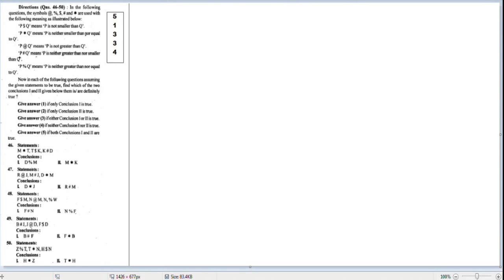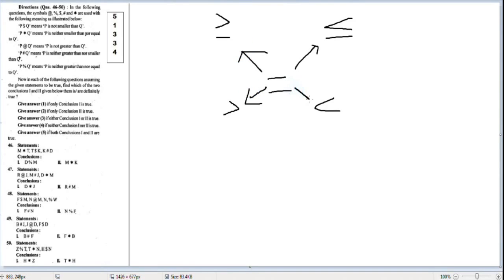The first and foremost thing is to draw the diagram: greater than or equal to, smaller than or equal to, greater than, smaller than, then the arrow marks. You have to draw the arrow marks properly, because if you draw it incorrectly, you will not get the answers correct. The next step is substituting the symbols with the respective greater than or equal to signs.